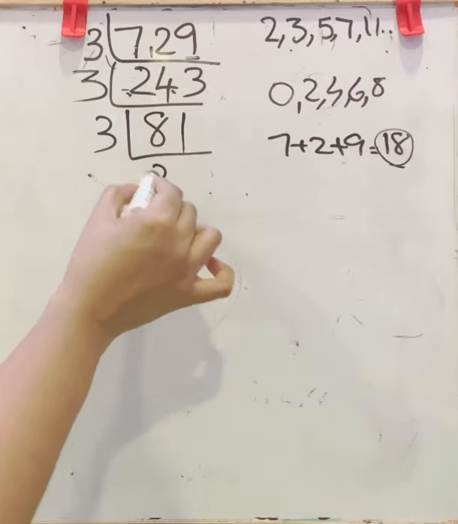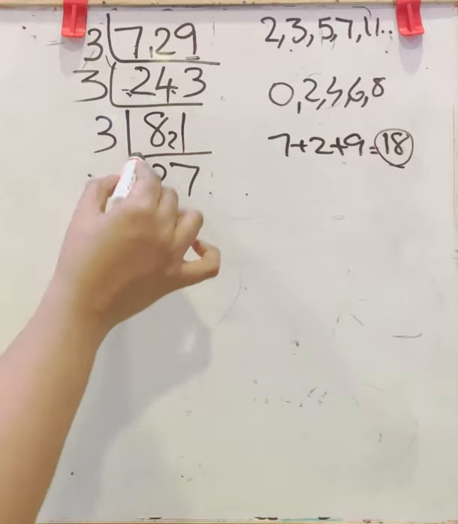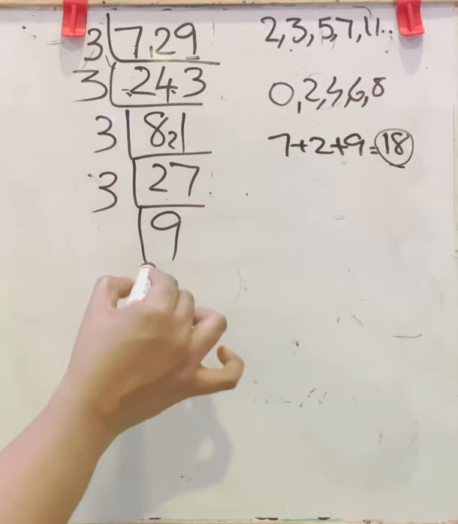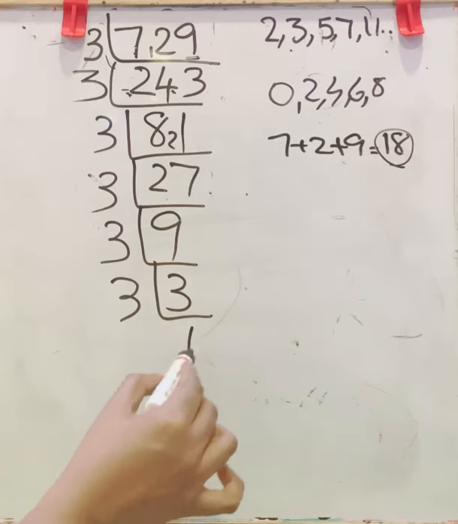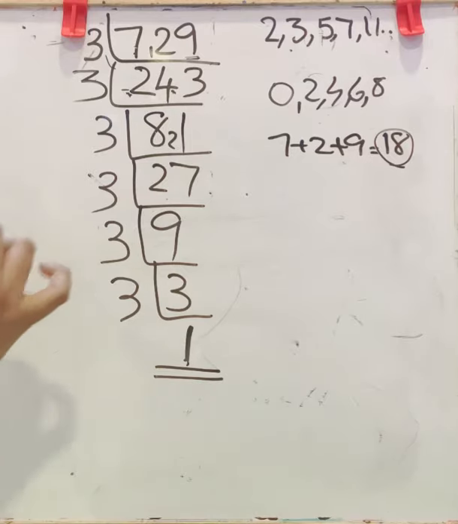3 2s are 6, balance 2. This becomes 21. 7 3s are 21. Now 27 is a multiple of 3. 3 9s are 27. Again 3 3s are 9. Again 3 1s are 3. Now stop factorization. Till 1 you have to factorize.